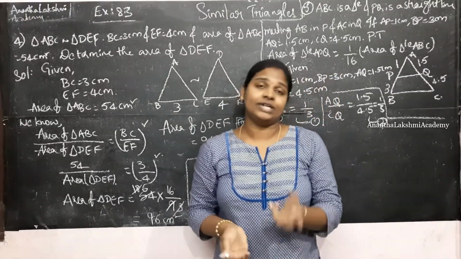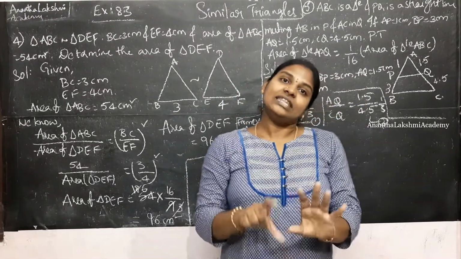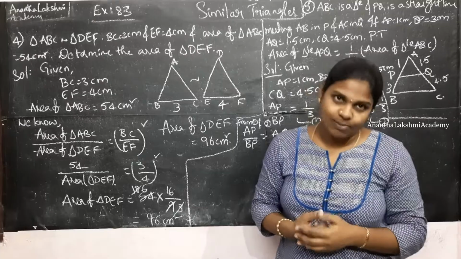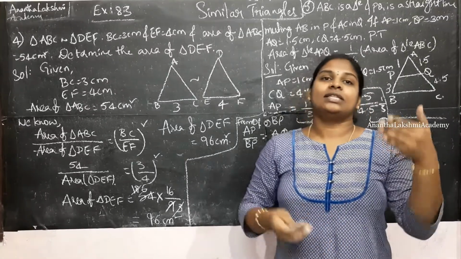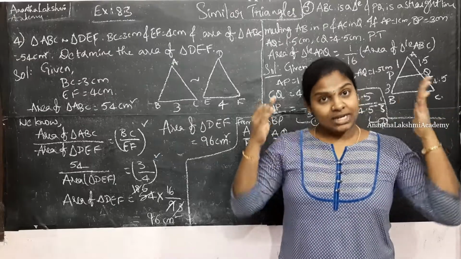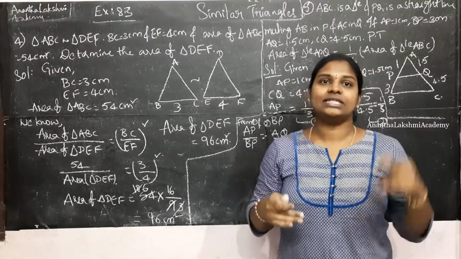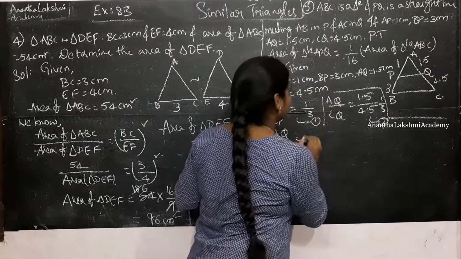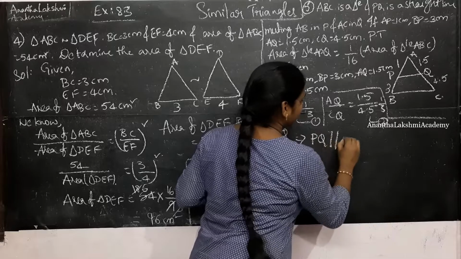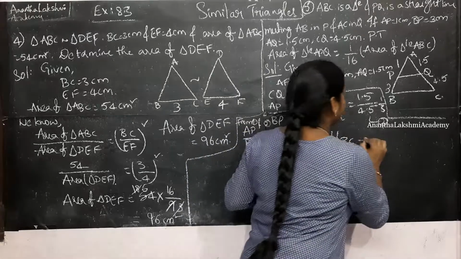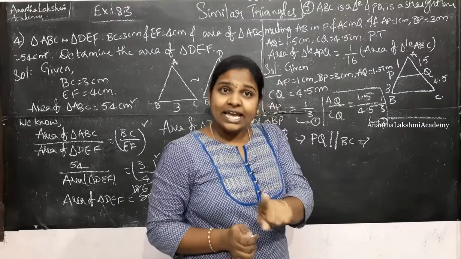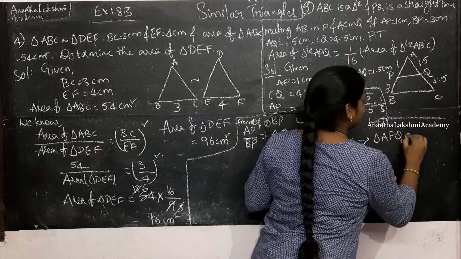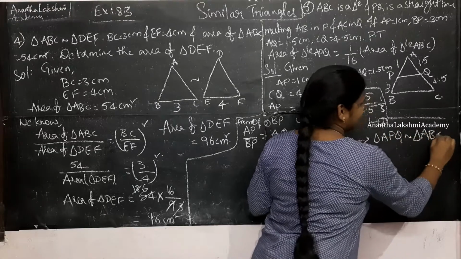Now, the ratios are equal. I told you, right? When you get to know that the ratios of two sides are equal, then we apply the converse of basic proportionality theorem. What does it state? When the two sides of a triangle are divided in equal ratios, then the line drawn is parallel to the third side, which implies PQ is parallel to BC. And this is applicable only in case of similar triangles. This implies that triangle APQ is similar to triangle ABC.